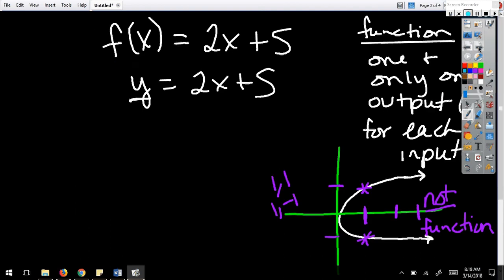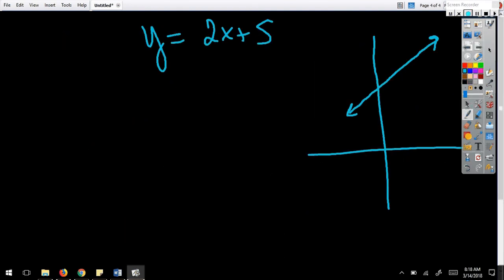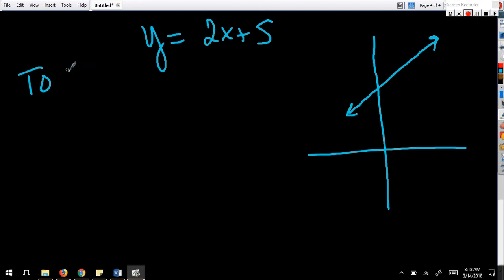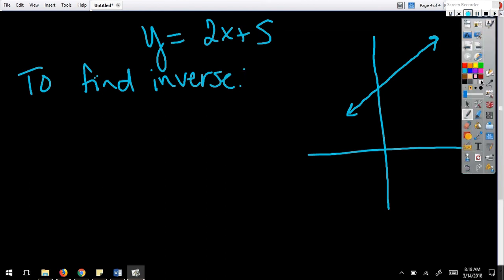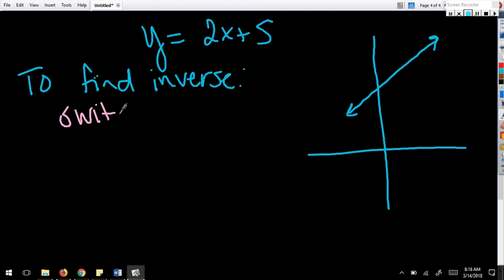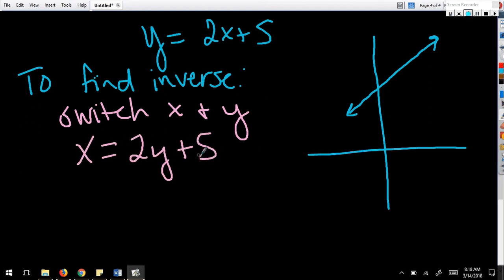So in the equation here, to find the equation of the inverse, let me do this in another color so you can see. You can do the same thing. Switch x and y. Okay, so x equals 2y plus 5. Now I can solve for my new y. How do you solve that for y?